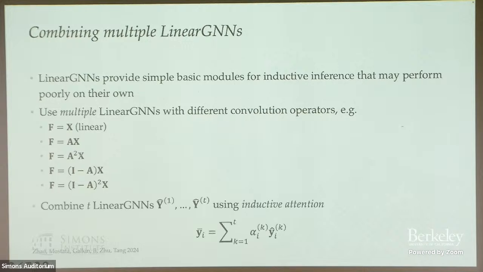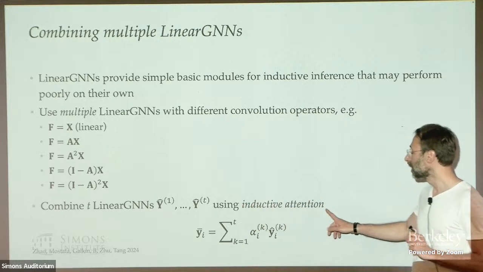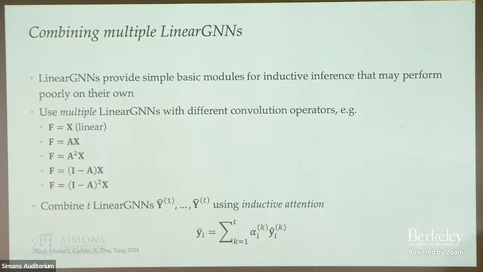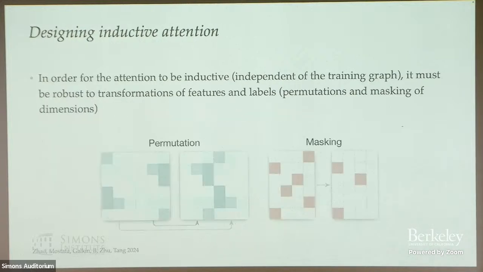And now we combine these predictions, we have T of them, using attention, but we want the attention to be a special type of attention. We want this attention not to depend on the training graph, what we call inductive attention. And in order for this to happen, we show that it must be robust to transformations of the features and the labels. In particular, these transformations are permutations and masking of the dimensions.